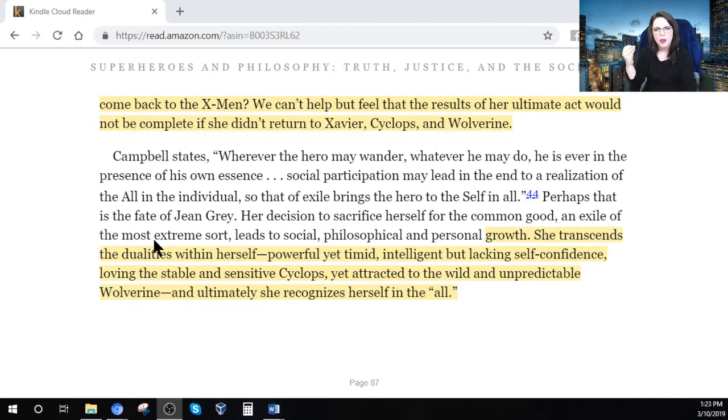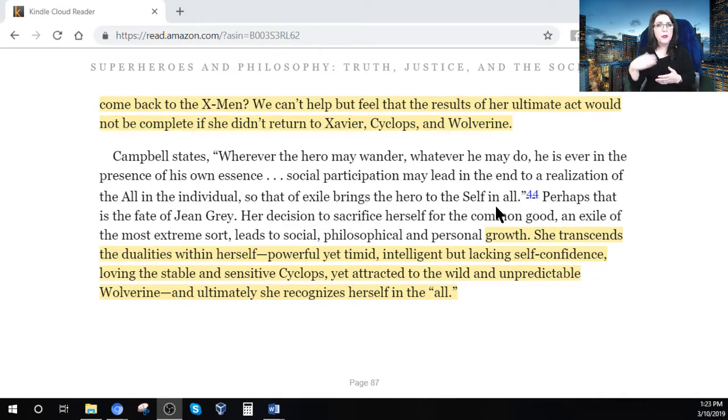Now, Housel starts to ask you questions. And she's like, but will she come back to X-Men, or will she be different? She reminds you about Campbell, and she quotes Campbell, "Wherever the hero may wander, whatever he may do, he is ever in the presence of his own essence. Social participation may lead in the end to the realization of the all in the individual, so that exile brings the hero to the self in all."